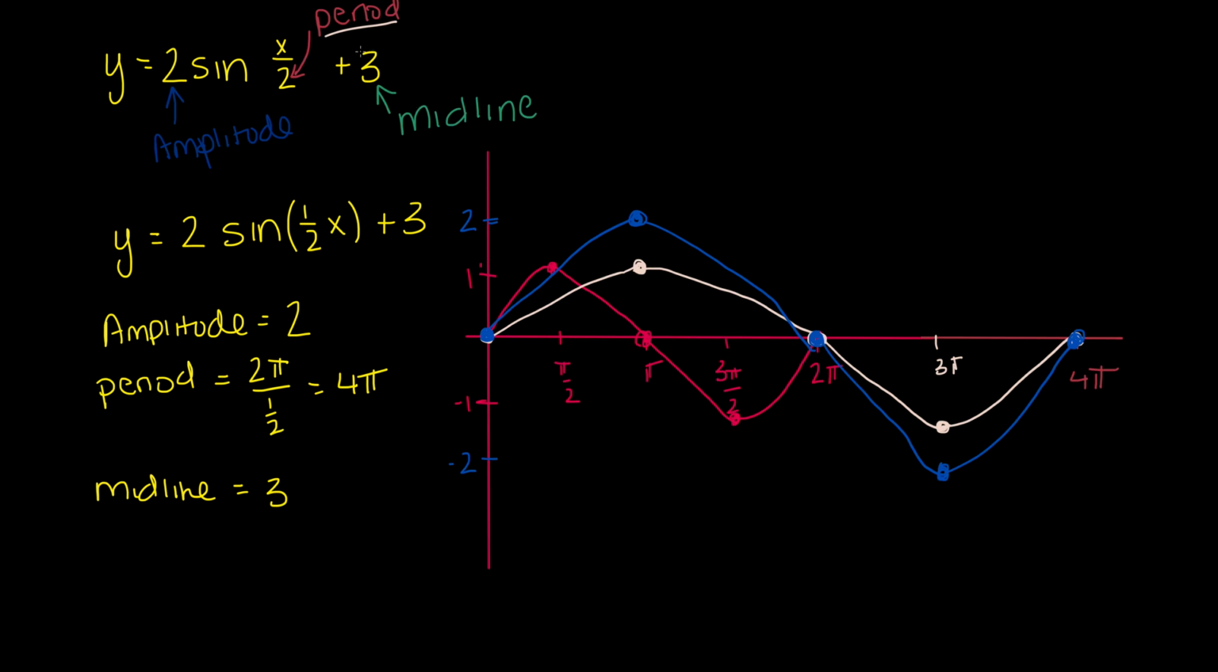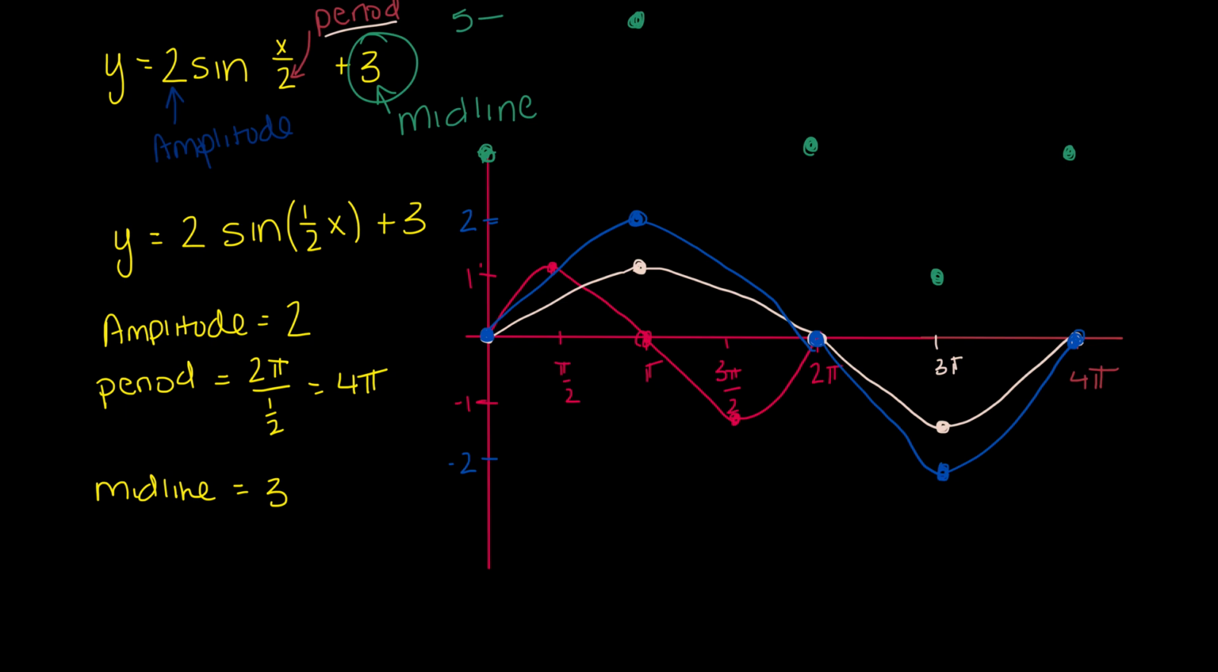Now the last thing I'm going to do is the midline, which basically means I'm going to move each one of these blue points up by 3. So I'm going to do 0 plus 3, which is 1, 2, 3. 2 plus 3, which is 5, 1, 2, 3, 4, 5. So we're going to move it up here to 5. And then 0 plus 3, so we're going to be here at 3. Negative 2 plus 3 is 1. And 0 plus 3 is 3.